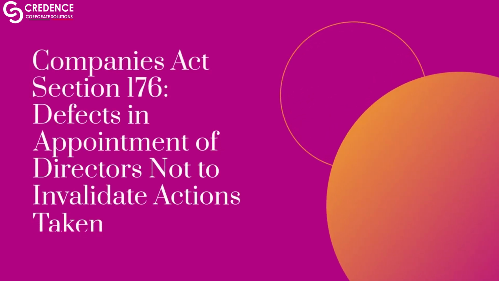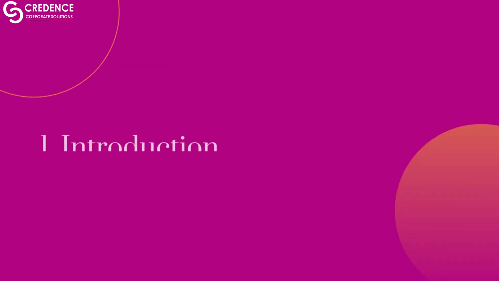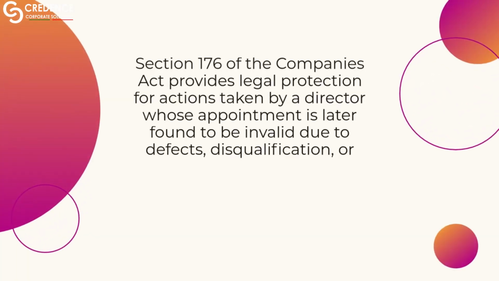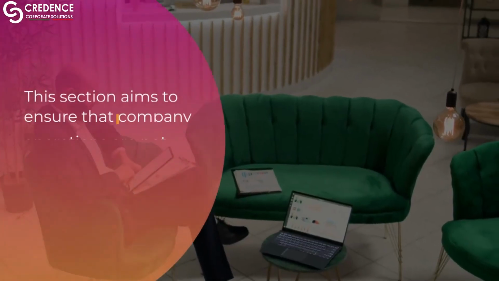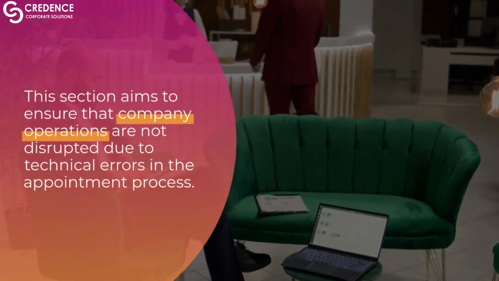Companies Act Section 176, Defects in Appointment of Directors not to invalidate actions taken. 1. Introduction. Section 176 of the Companies Act provides legal protection for actions taken by a director whose appointment is later found to be invalid due to defects, disqualification, or termination under the provisions of the Act or the company's Articles of Association.